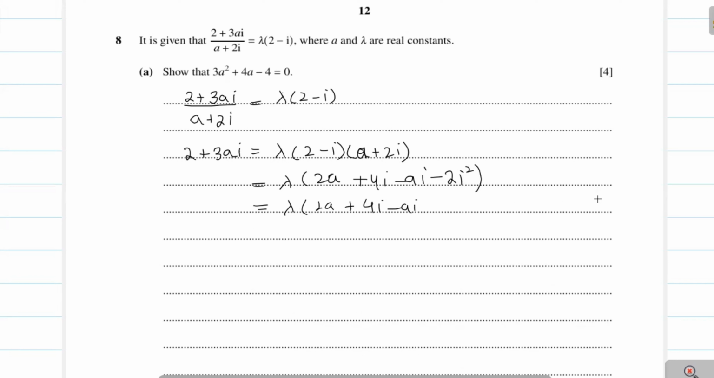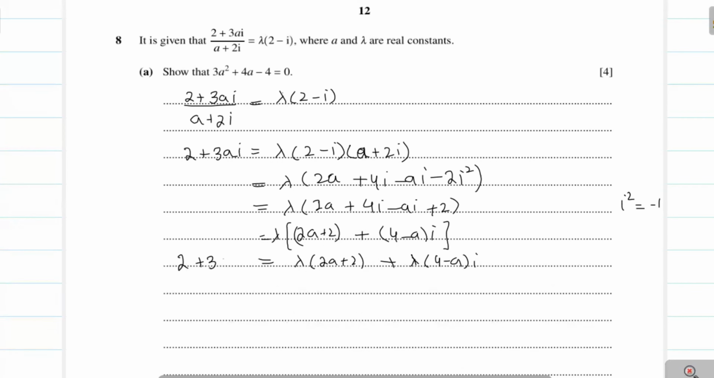You see here 2i square, we can write i square equal to minus 1, therefore minus 1 into minus 2 becomes plus 2. We can write here 2a plus 2 plus 4i minus ai, and we can write here lambda into 2a plus 2 plus lambda into 4 minus a i equal to 2 plus 3ai.